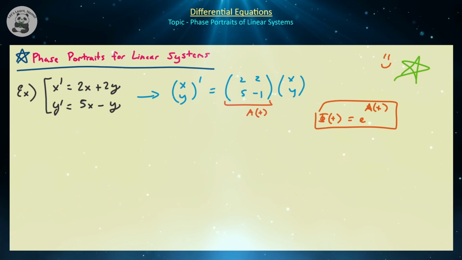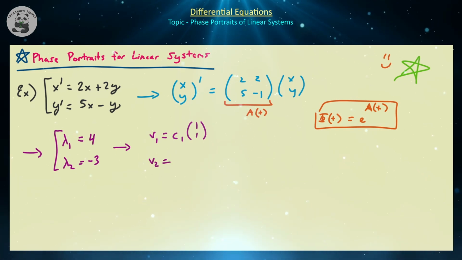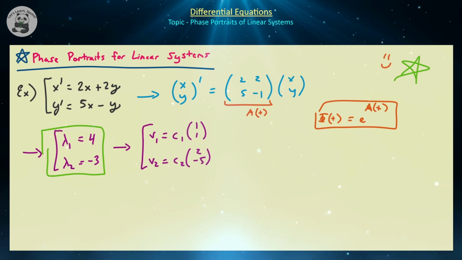So once you have identified your matrix A, then once you find the characteristic polynomial and set it equal to 0, you're going to have eigenvalues 4, and also -3. And from these eigenvalues, you can of course find your eigenvectors. For lambda equal to 4, one can find that c1 times (1, 1) will work, and another eigenvector, c2 times (2, -5), will also work.